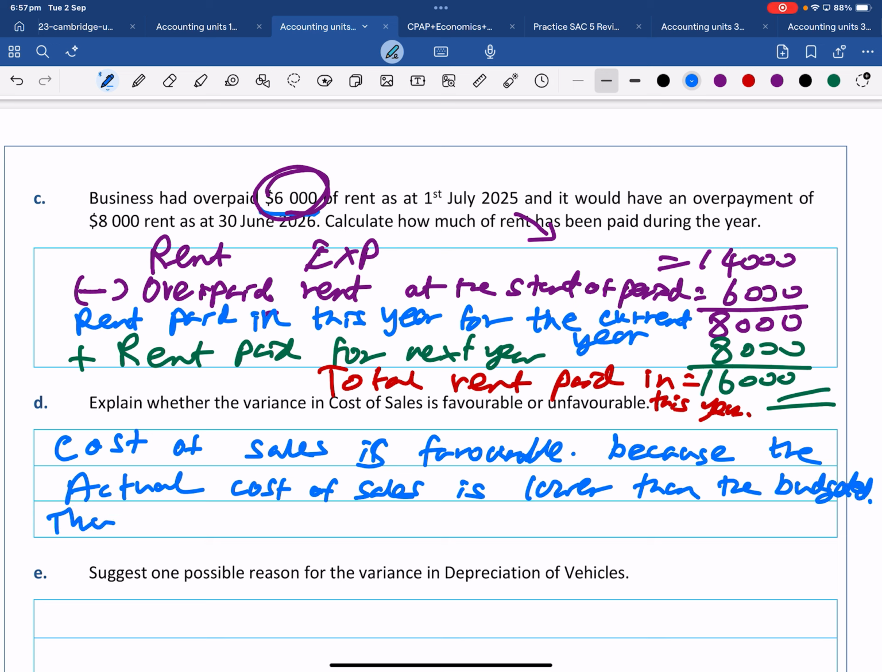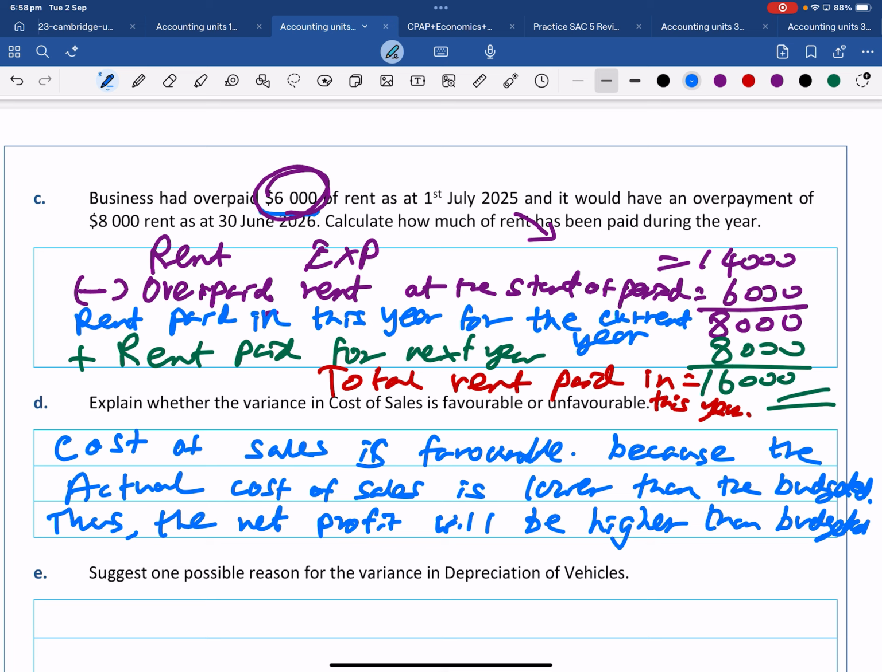Thus, the net profit will be higher than budgeted. So that's why we are saying the cost of sales is favorable. Your point is also correct.